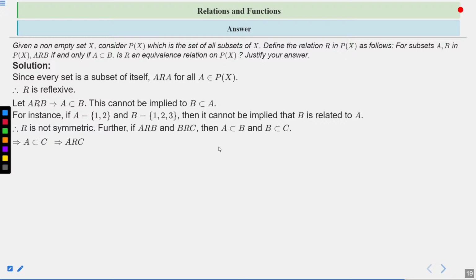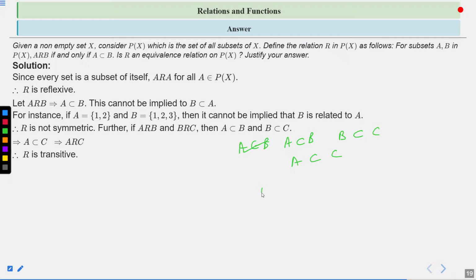So for transitivity, A must be a subset of C, right? This implies A is related to C. Therefore, R is transitive here. Got it? Suppose A is a subset of B, and B is a subset of C. That means A will be a subset of C. Got it?